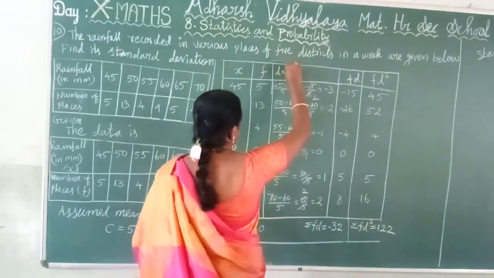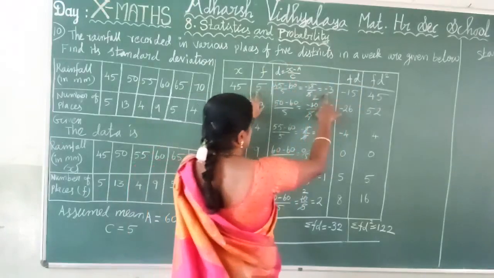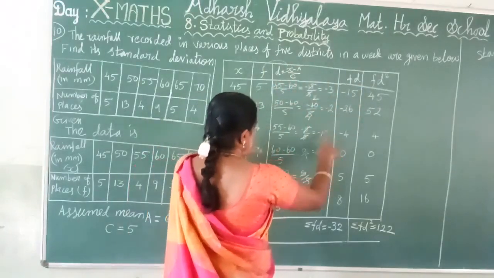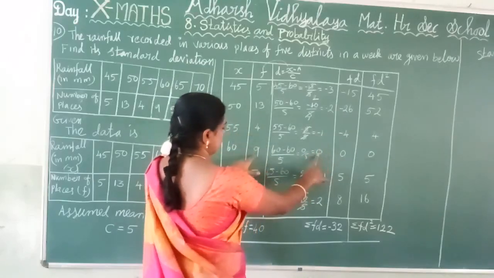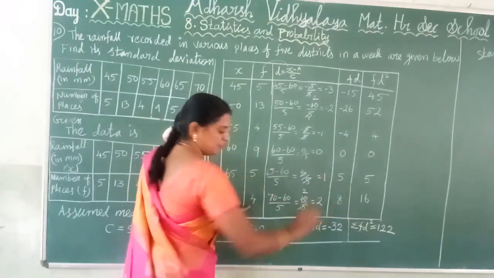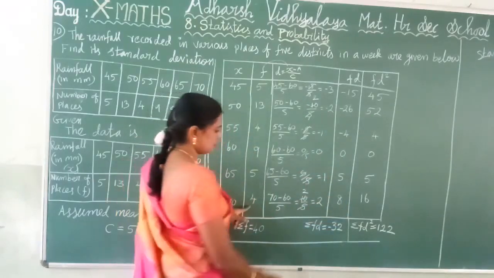Next FD. Multiply F and D. 5 into minus 3, minus 15. 13 into minus 2, minus 26. 4 into minus 1, minus 4. 9 into 0, 0. 5 into 1, 5. 4 into 2, 8. Clear?